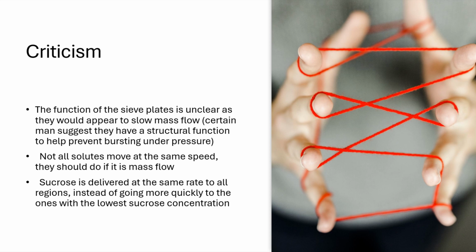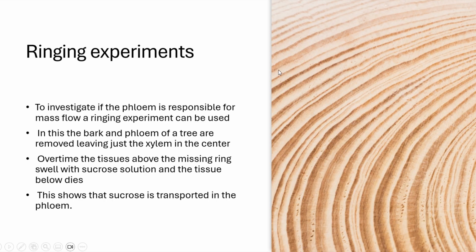Not all solutes move at the same speed, which is a problem, because if the mass flow theory was correct, they should all be moving at the same speed. Sucrose is delivered at the same rate to all regions instead of going more quickly to the ones with the lowest sucrose concentration. If it worked the way the theory says, it should go to the places with the lowest pressure, the lowest sucrose concentration, first, since it moves faster from highest to lowest. But that's not the case in real life.